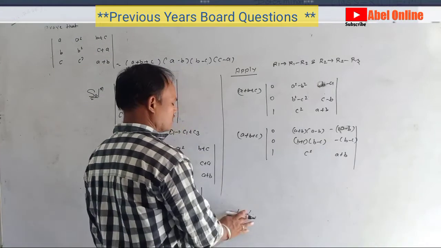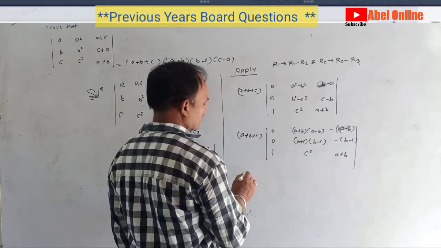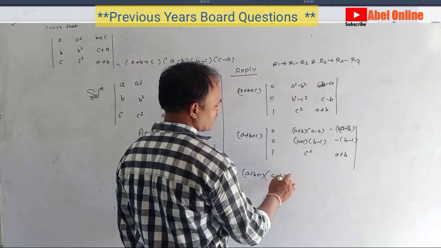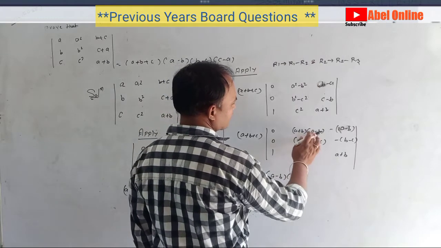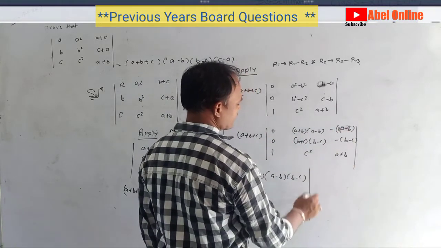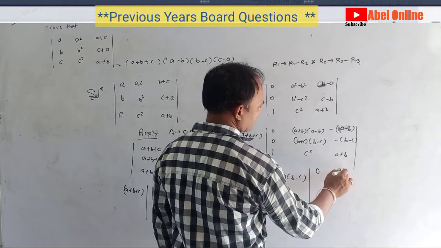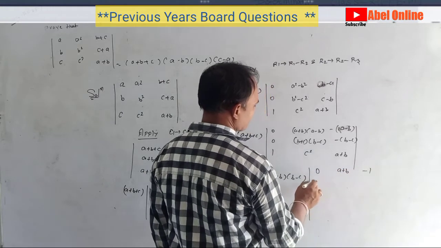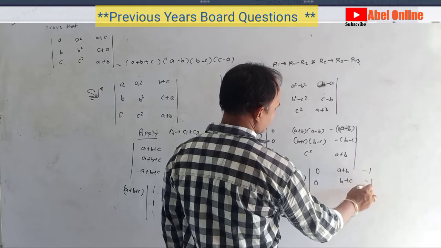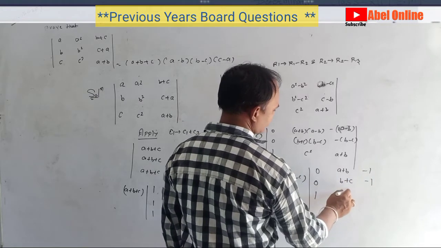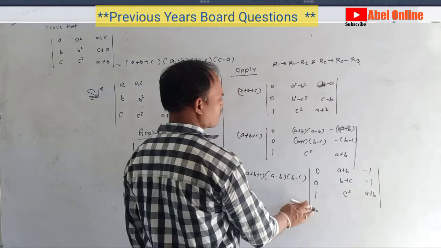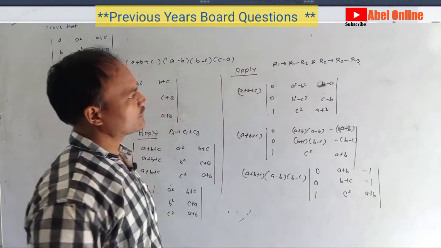So what can we do now? A plus B plus C is the common, so the remaining part is A minus B, and B minus C is also common. A minus B is from this line, and B minus C from this line. So we can say that it is 0, A plus B, minus 1, 0, A B plus C, minus 1, 1, C square, and A plus B. Okay. Now what can we do?